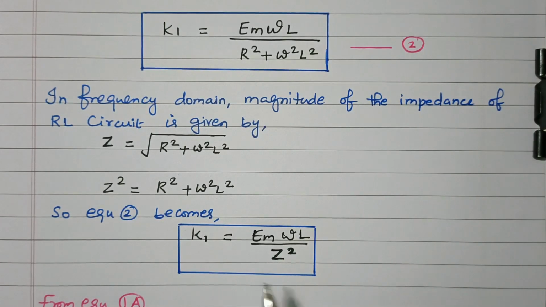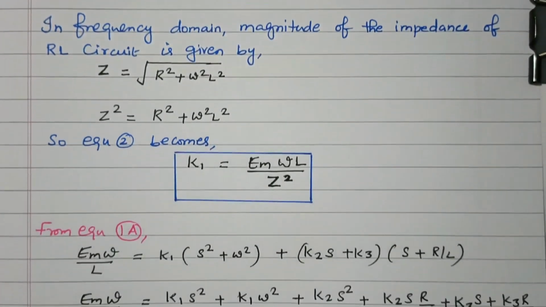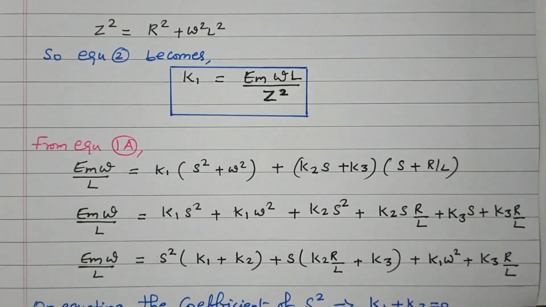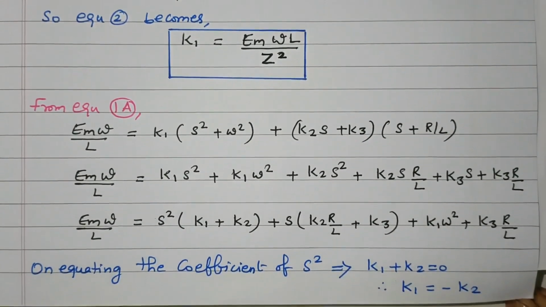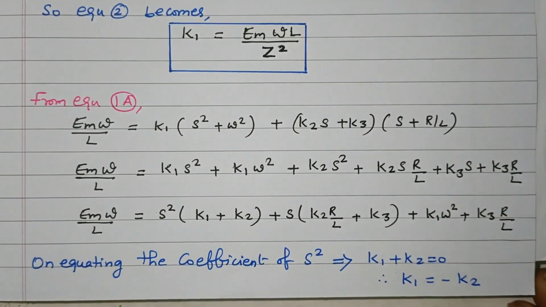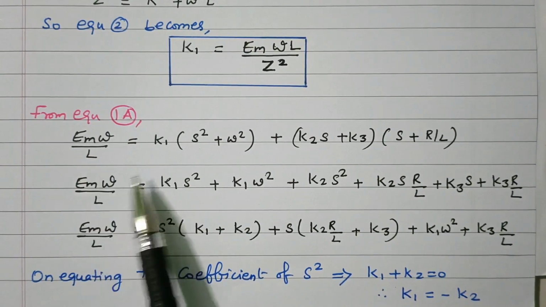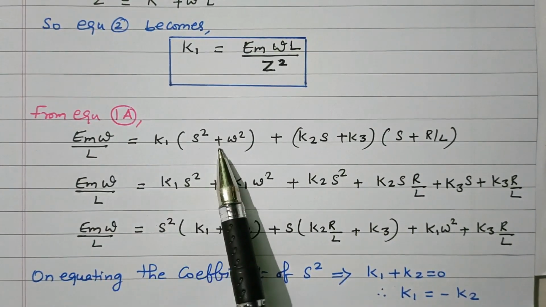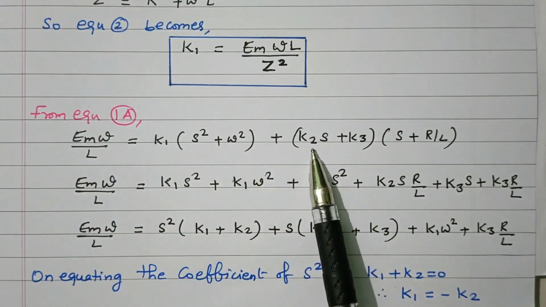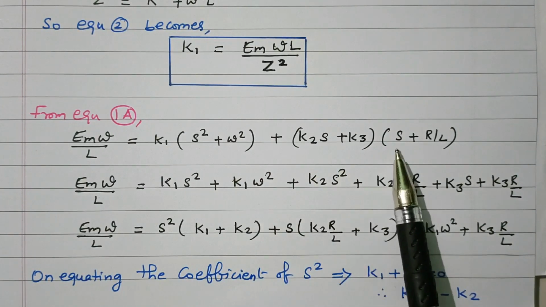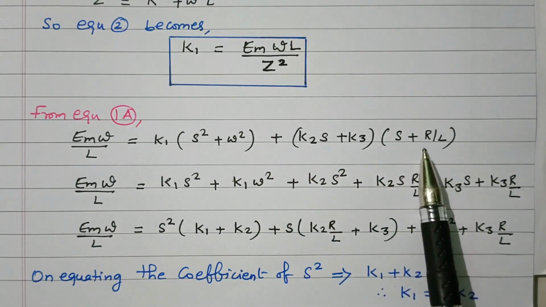Now we need to find K2 and K3. So consider the equation 1A: Em omega by L equal to K1 into s square plus omega square plus K2 s plus K3 into s plus R by L. This is the equation 1A.